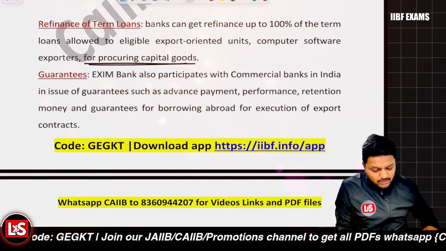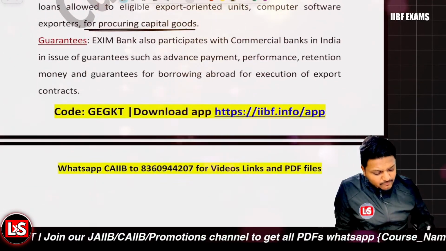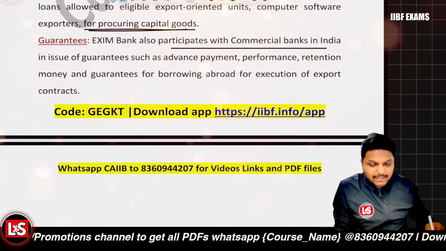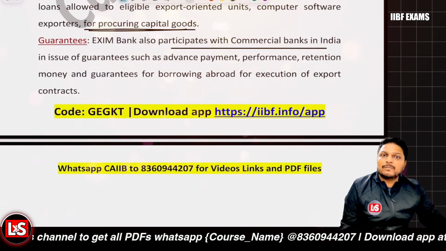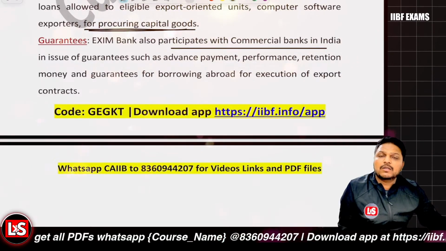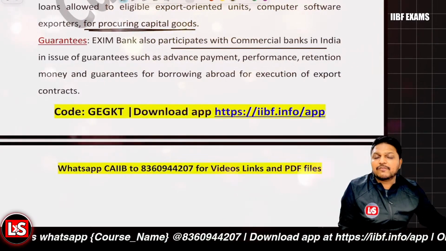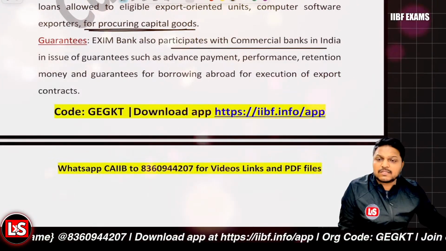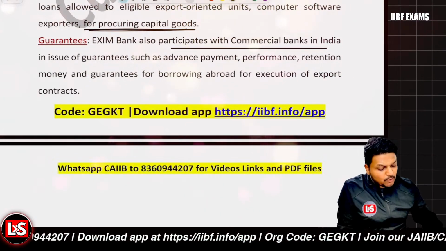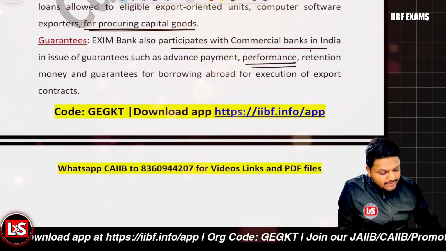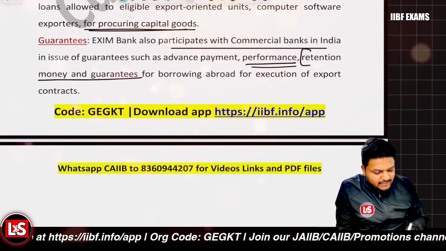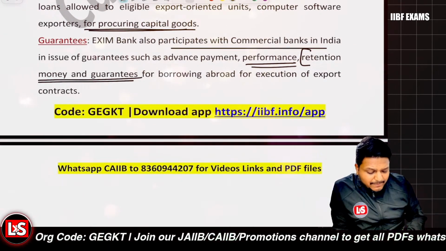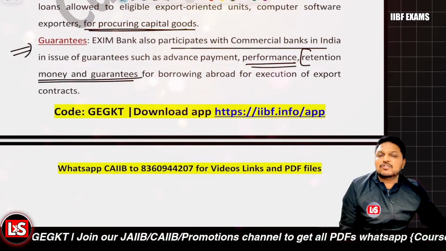Then, the Exim Bank also participates with the commercial banks in India to issue guarantees, like the guarantees to be issued on behalf of the exporter to the importer outside, that if the advance payment is received, the shipment will be made. Such a guarantee can be given, or it could be a performance guarantee, a retention money guarantee, or a guarantee related to the customs department. So the Exim Bank also participates in such guarantees.